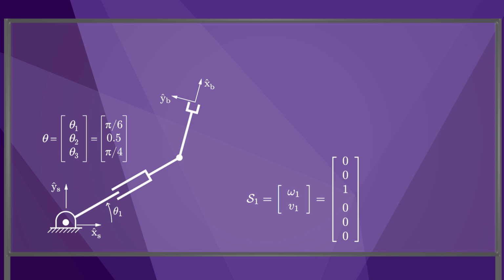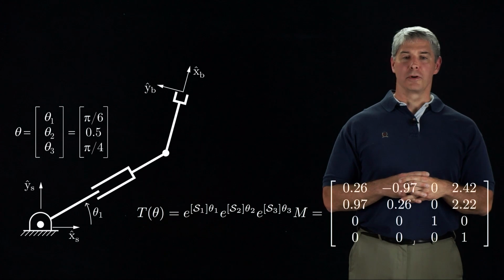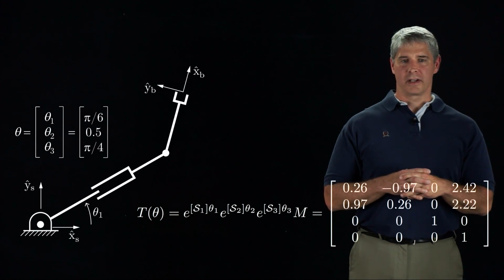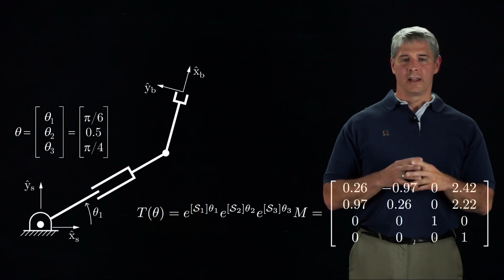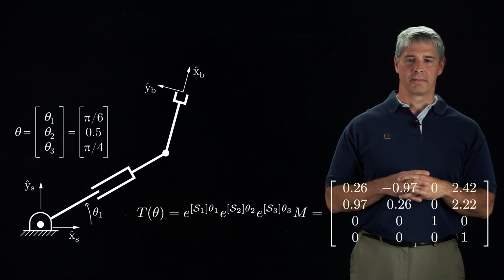The screw axis S1 is a pure rotation about an axis out of the screen, so the omega 1 vector is 0, 0, 1. Rotation about this axis does not cause any linear motion at the origin of the S frame, so the v1 vector is 0, 0, 0. The new configuration of the B frame, T of theta, is again given by left multiplying the previous configuration by the new space frame transformation. Again, the previous motions of joints 2 and 3 do not affect the relationship of joint 1's screw axis to the S frame because they're not in between joint 1 and the S frame. Therefore, S1 is the same as the screw axis of joint 1 when the robot is at its 0 configuration.